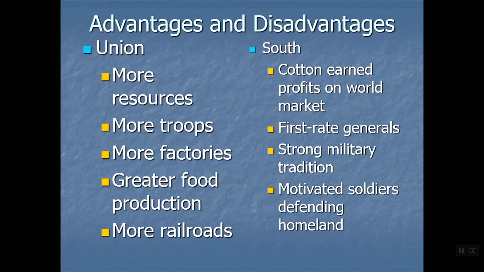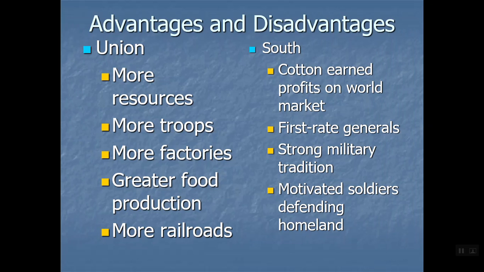So the Union was favored because they had more resources, they had more factories, more railroads to be able to transport goods and troops. Surprisingly, they also had better agriculture in regards to more livestock, more wheat, more corn to be able to feed their troops. So greater food production, which is something that we typically associate with the agricultural South.